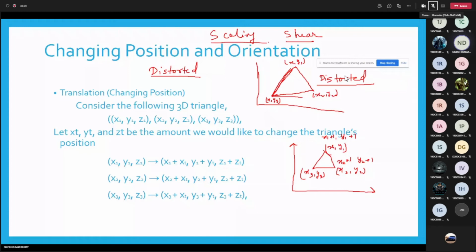But right now, when I am talking about change in position or rotation, you should make sure the object's shape is not distorted. That's why we have to make the changes in all three coordinates, in the same way and by the same amount. You can see xt, yt, zt, the same amount. Then only the distortion will not take place. If x is changed by 1 and here xt is 2, then it will make it distorted.